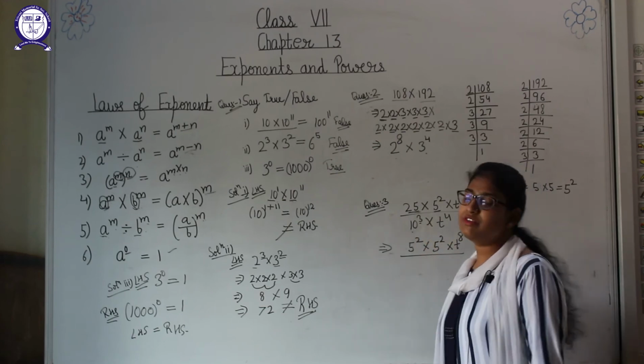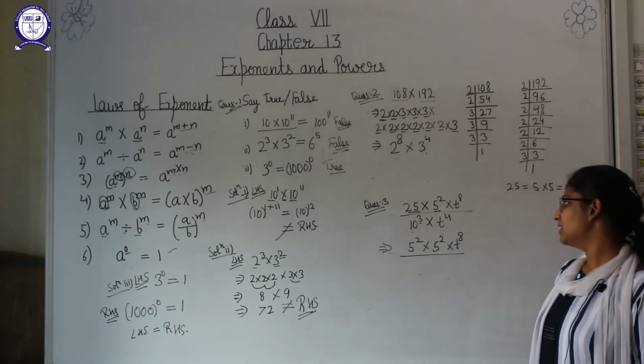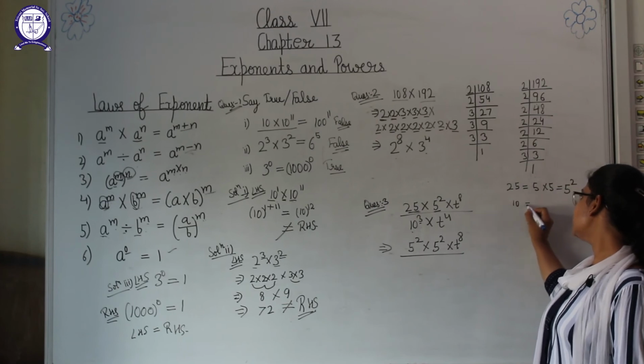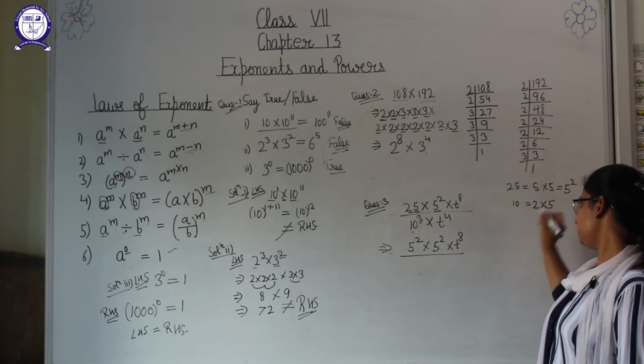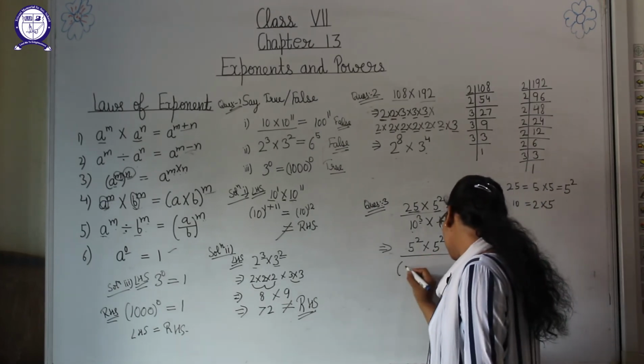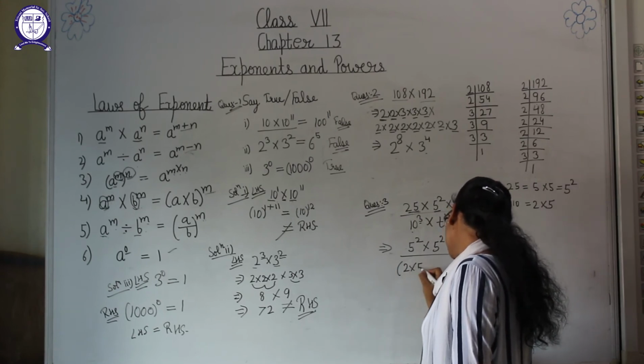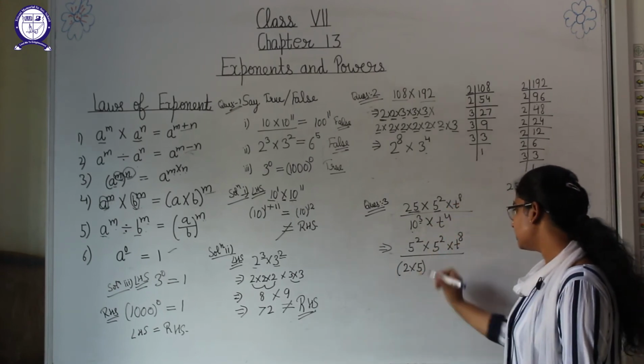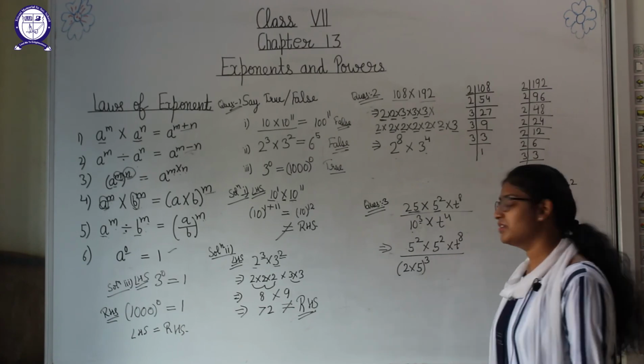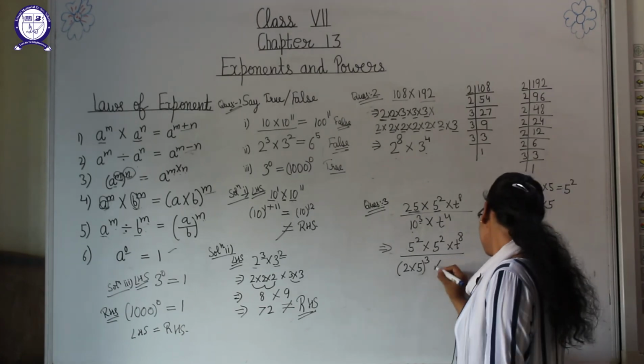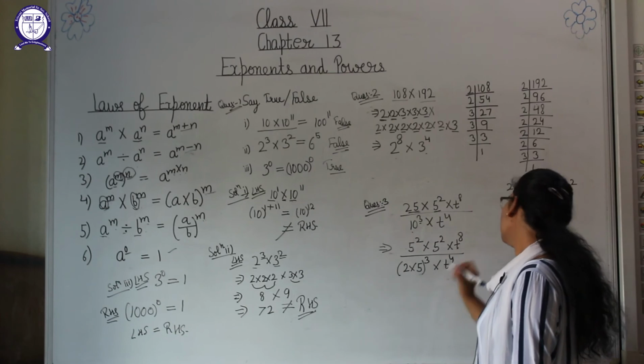10 cube. What can we write 10 cube as? 10 can be written as 2 into 5. So we will write 10 as 2 into 5. And what is the power of 10? 3. So here the whole power will be 3. And here it is t raised to the power 4.